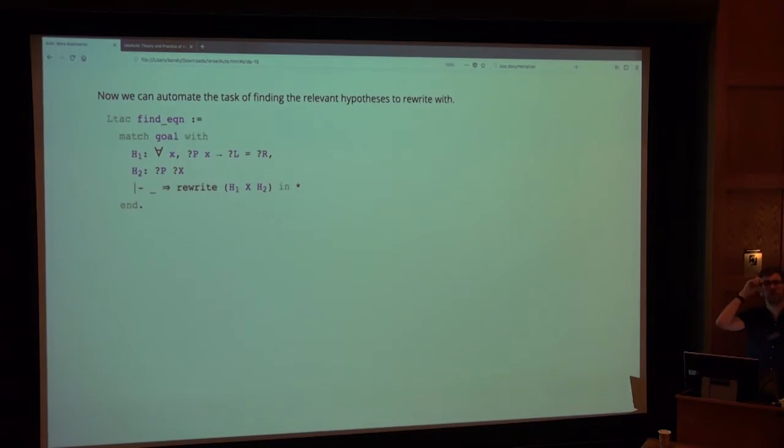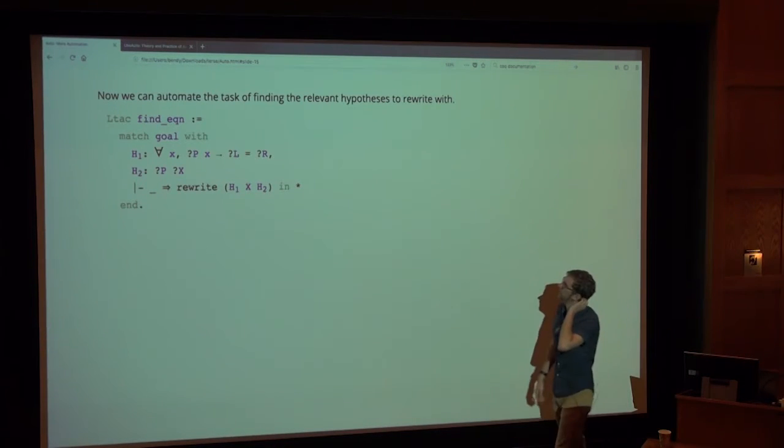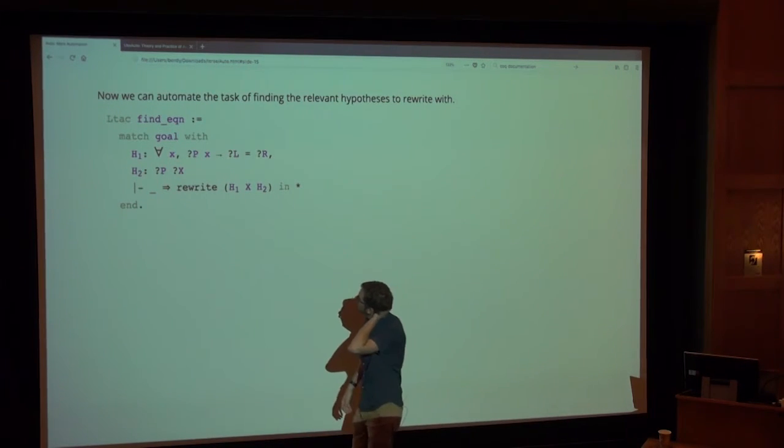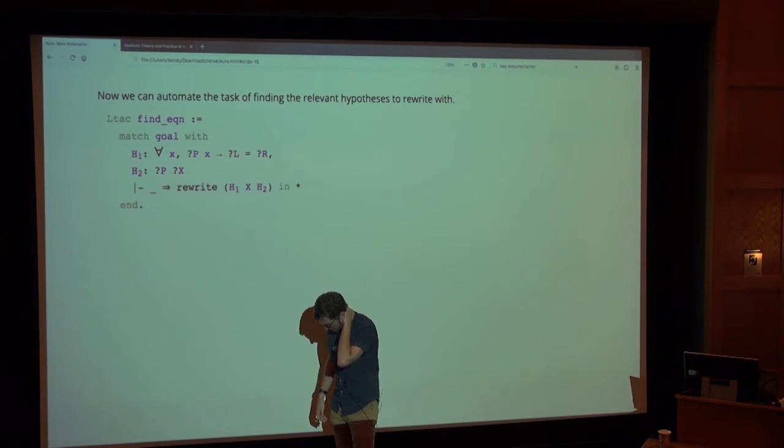Yes, question? So how does it match the connection between the capitalized and lowercase? The question was, how does it match the capital X and the lowercase x.